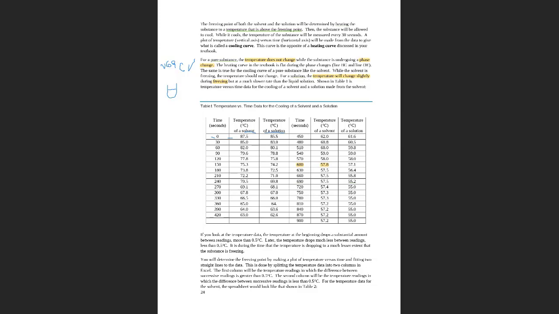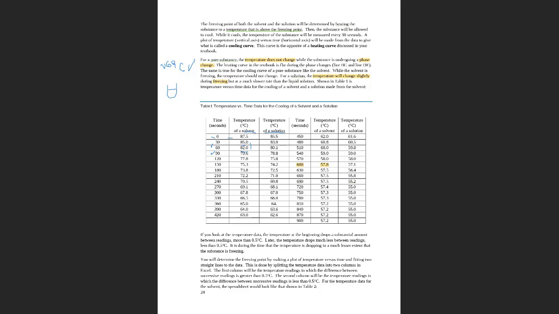But notice something. Once we plot the data in Excel, you are going to see that at the beginning, at 60 seconds, 90 seconds, the temperature drops quickly. If you look at the difference in temperature at the beginning, one is 82, one is 85, 3 degrees in 30 seconds. So it drops quickly, more than 0.5 Celsius between readings.